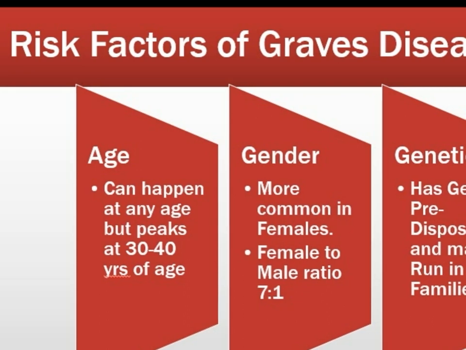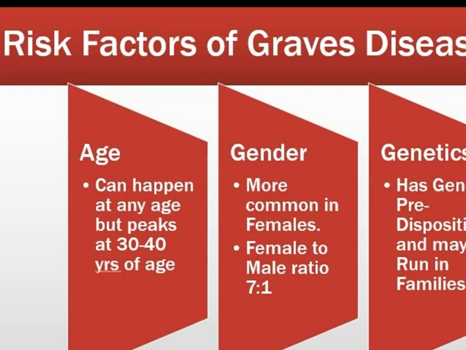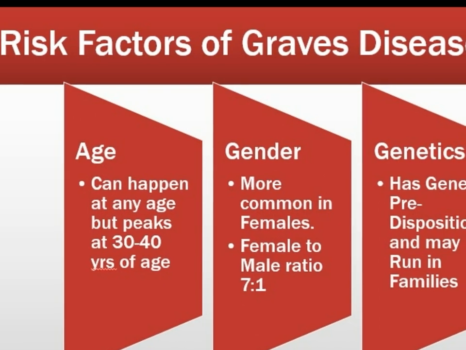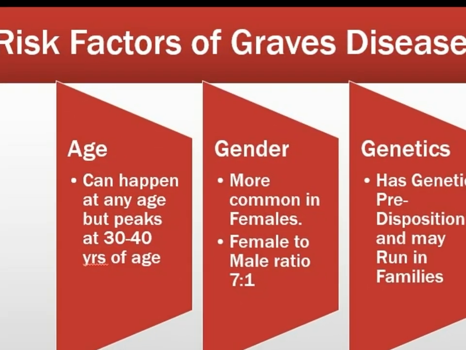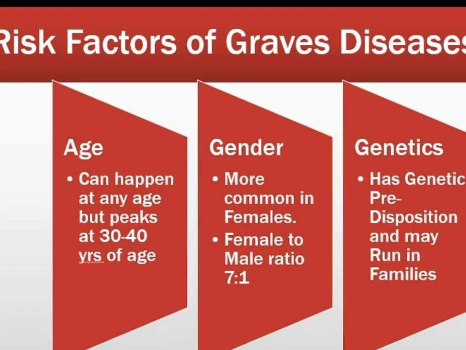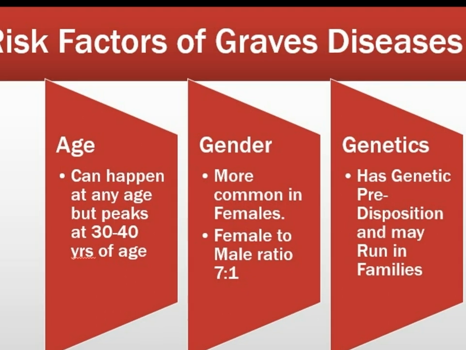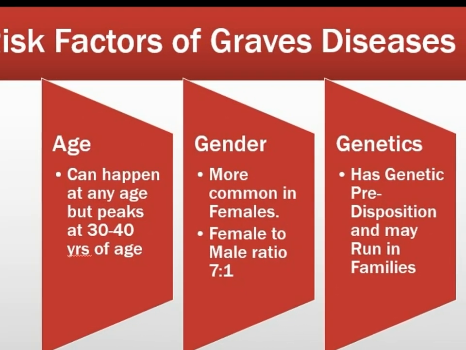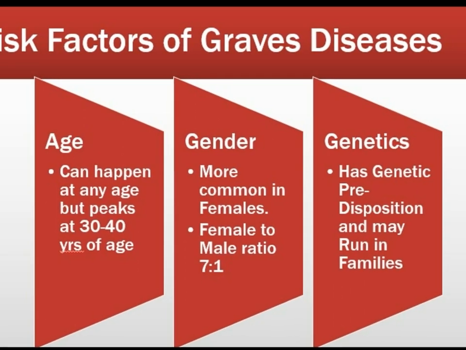Risk factors of Graves disease. The risk factors of Graves disease include age, gender, and genetics. It can happen at any age but peaks at 30 to 40 years of age. It is more common in females. The female to male ratio is 7 to 1. It has genetic predisposition and may run in families. Some other minor risk factors include smoking, pregnancy, and stress.